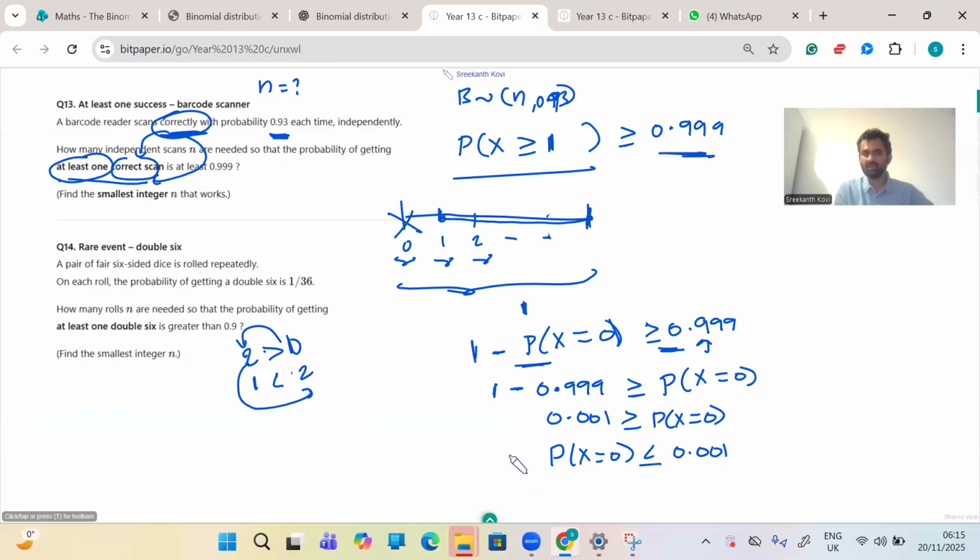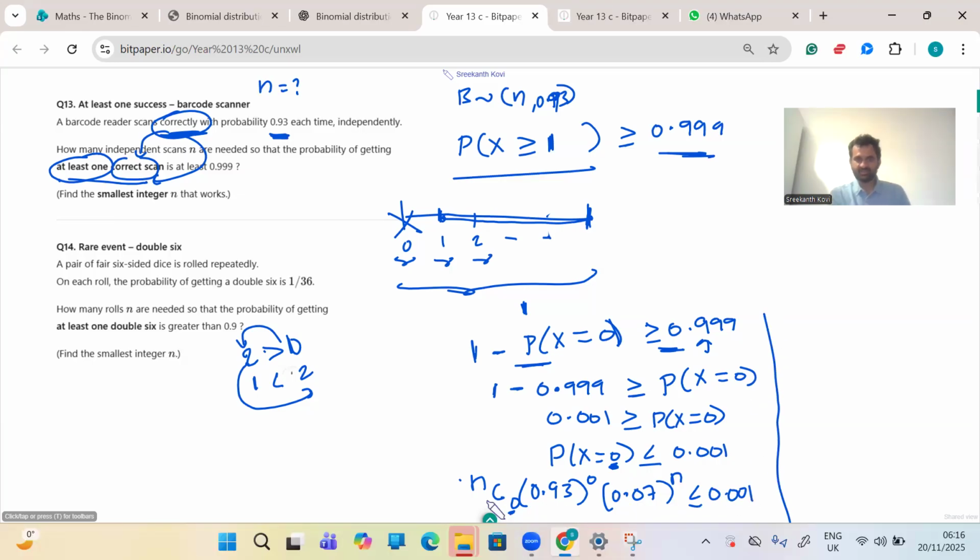Now you need to use the formula, nCr, which is what we are looking for. nC0, times P, the probability 0.93, to the power of r, where r is 0. We know r is 0 because this is 0. This is always r. Then 1 minus P, which is 0.07, to the power n minus r, which is n minus 0, is less than or equal to 0.001. Now if you continue the calculation here, nC0 is 1. Anything choosing 0 is 1.